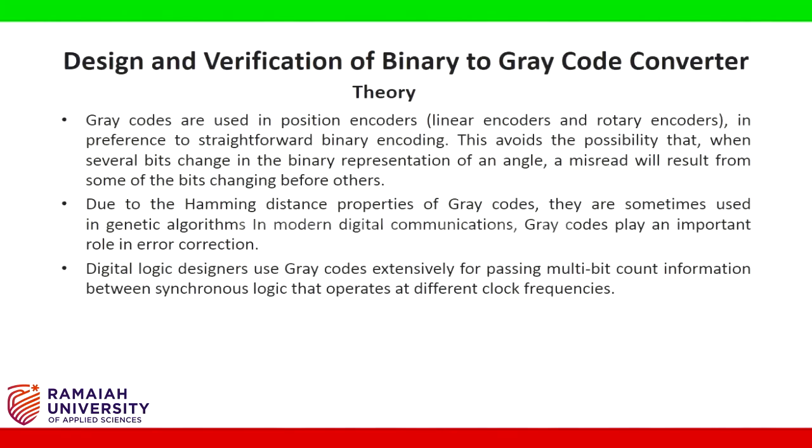Gray codes are used in position encoders, linear encoders and rotary encoders in preference to straightforward binary encoding. This avoids the possibility that when several bits change in the binary representation of an angle, a misread will result from some of the bits changing before others.